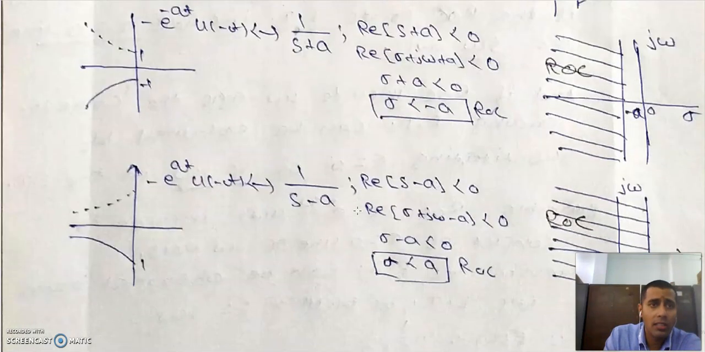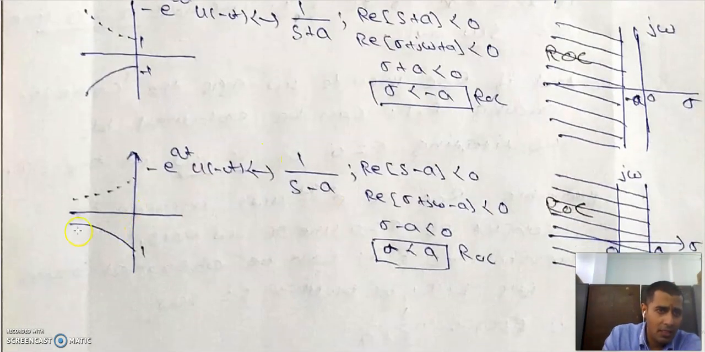Now in this case you can see that this is the graph of minus e to the power at u of minus t. Its Laplace transform is 1 upon s minus a, so here it is plus, so we take s minus a, real part of s minus a is less than 0, so sigma is less than a, and you can see the graph. From this one you can see that it will go to infinity, so its area under the curve is infinite, and for this one the area is finite, so this one is Fourier transformable, but the other is not Fourier transformable.